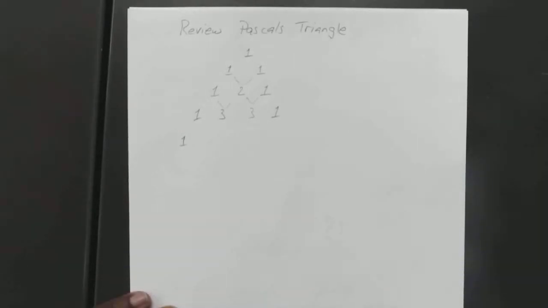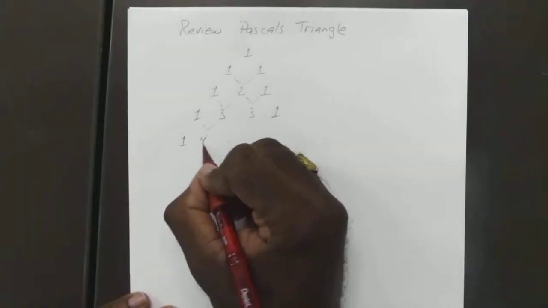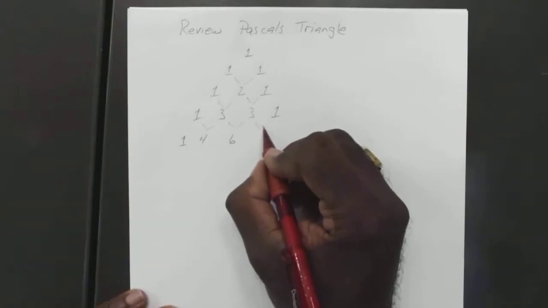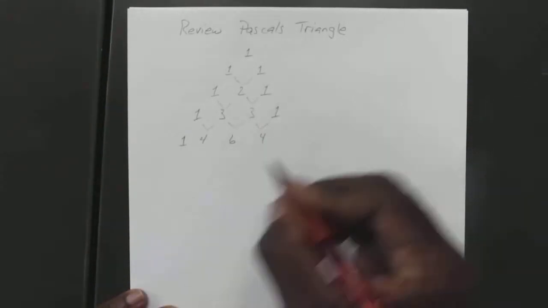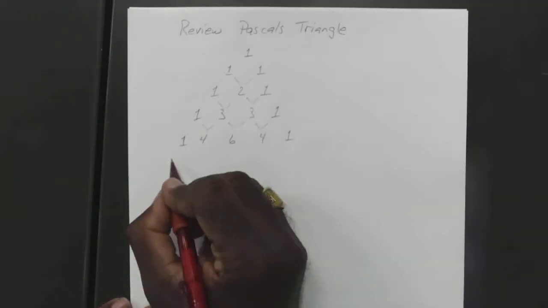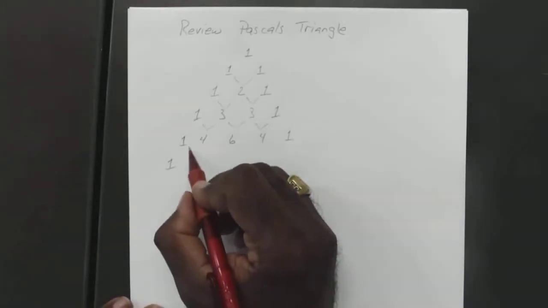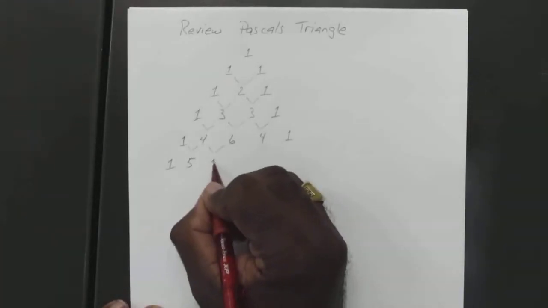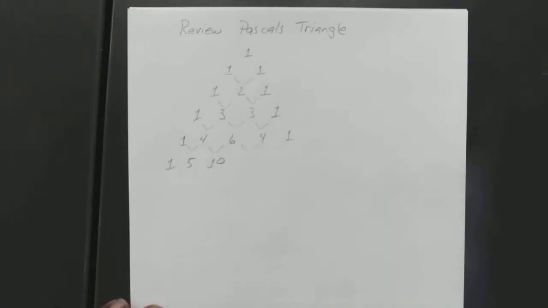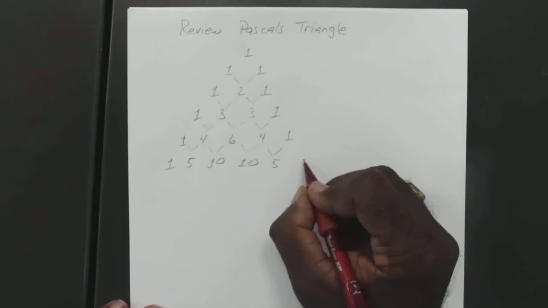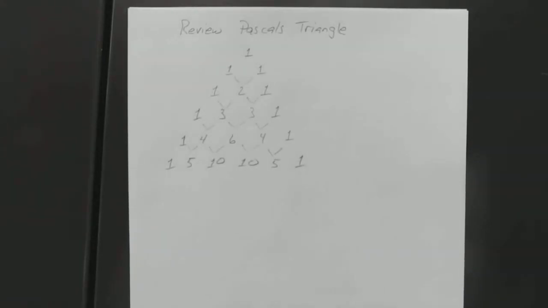And you just keep doing that over and over. So you start with a 1. Add these two together, you get 4. Add these two together, you get 6. Add these two together, you get 4. And you put a 1 on the end. Okay, so I'll do one more level. You put a 1, add those two together, you get 5. Add those two together, you get 10. Those two together, you get 10. Those two together, you get 5. And another 1. And it just keeps on going like that forever.